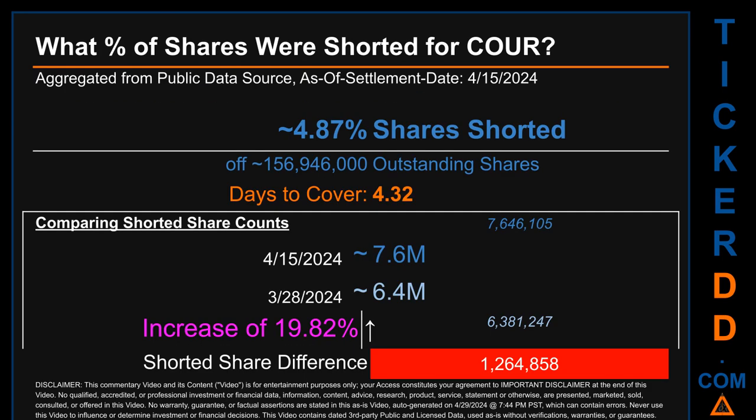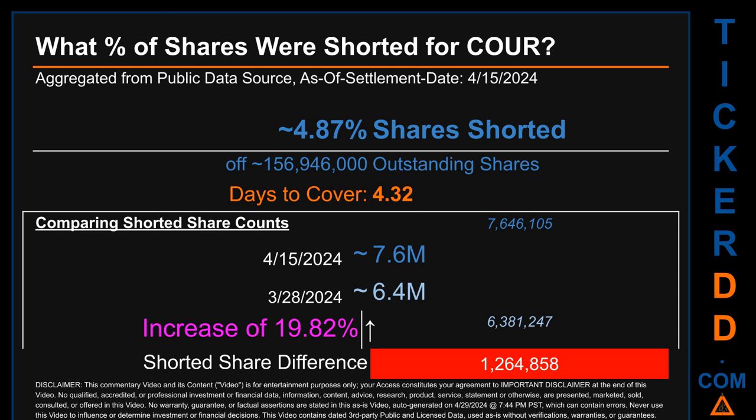What percentage of shares were shorted for COUR? For the 2-week period ending on settlement date April 15, 2024, about 7.6 million shares of COUR were shorted out of a total of approximately 156.9 million outstanding shares. Therefore, for COUR, based on as is, discovered, public data when this video was generated, the ticker has a short interest of roughly 4.87%, which I got by taking the number of shorted shares and dividing it by the number of outstanding shares to get the percentage value.